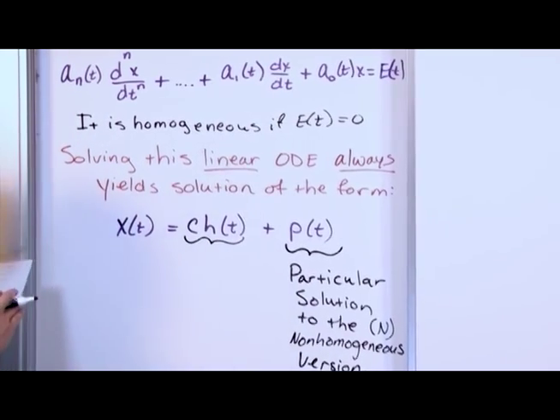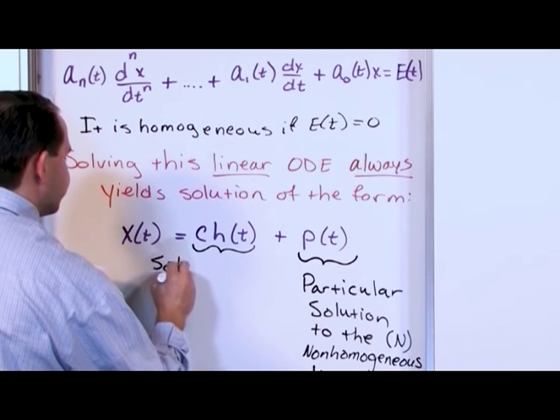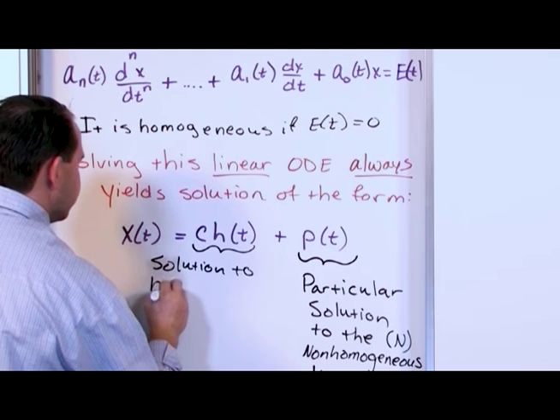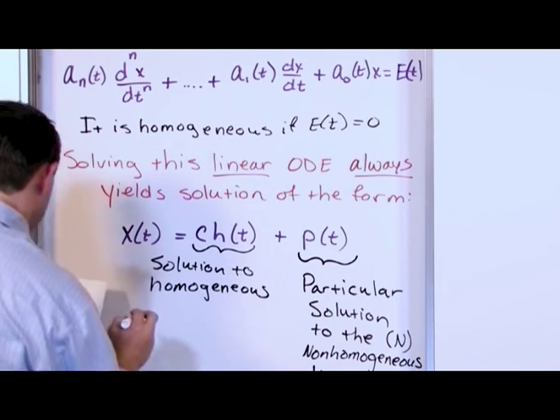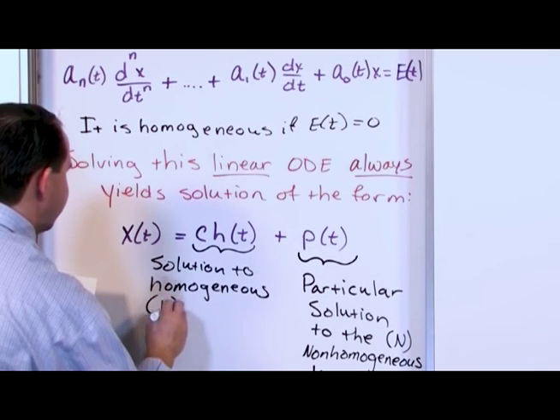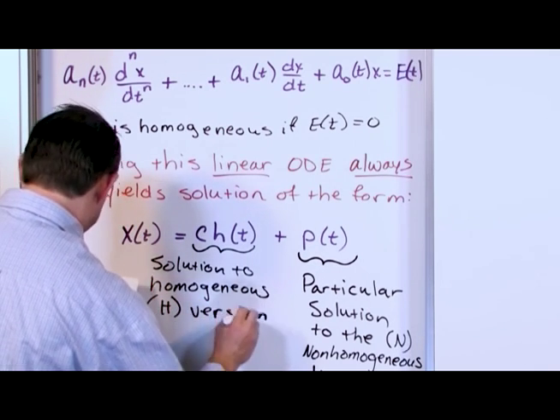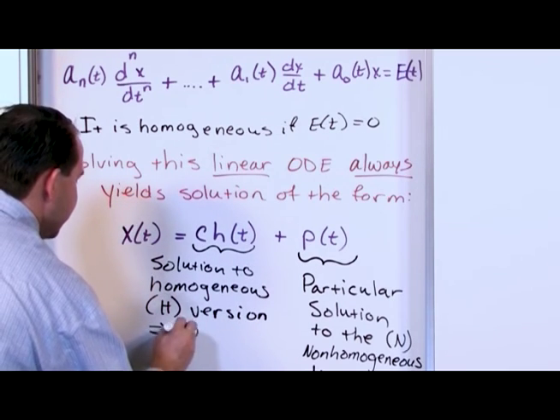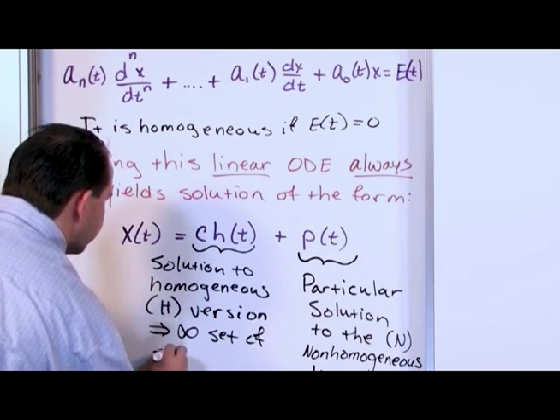So don't stress out if you don't quite get it yet. This term is a solution to a homogeneous version. I'll put H, version, which leads to, that's what the arrow means, an infinite set of solutions.